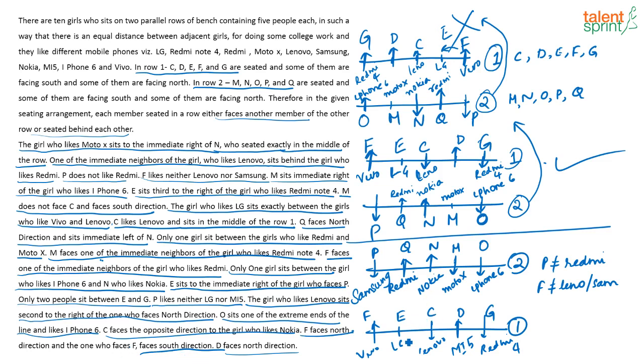Can you guys help me? I have to find the direction of E. Why am I not able to get it? We should be able to find the direction of E, right? Is there some information given here? Did you guys get it from P? Power Star says from P we are getting the direction of E. E sits to the immediate right of the girl who faces P. Yeah, that's there, but then how do I know the direction of E?